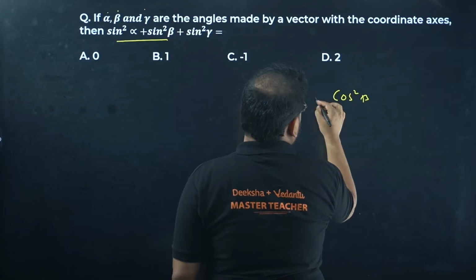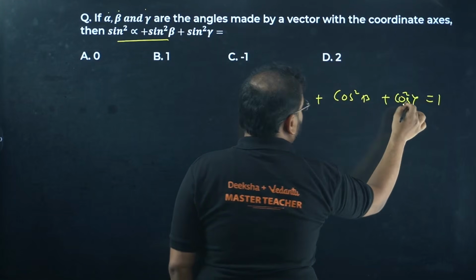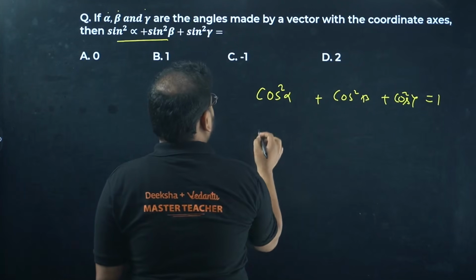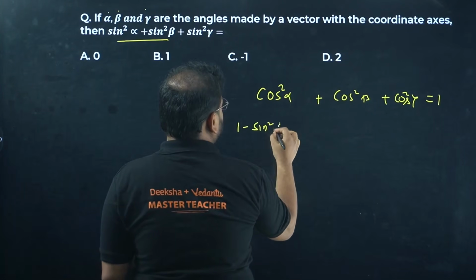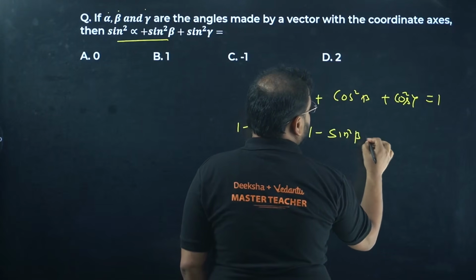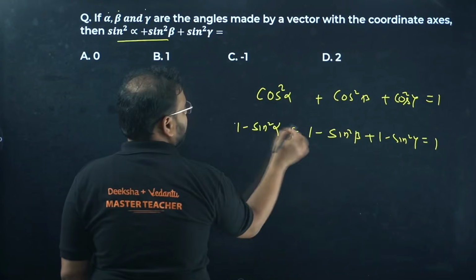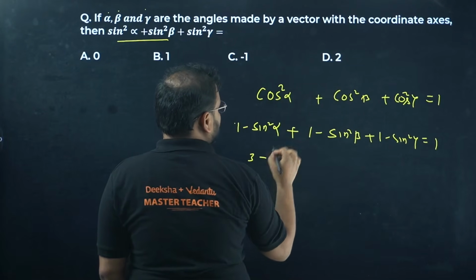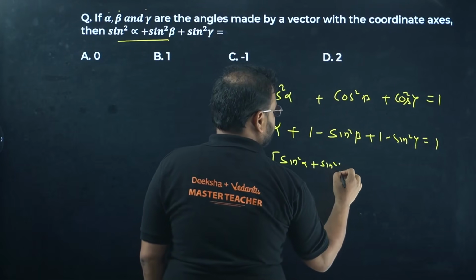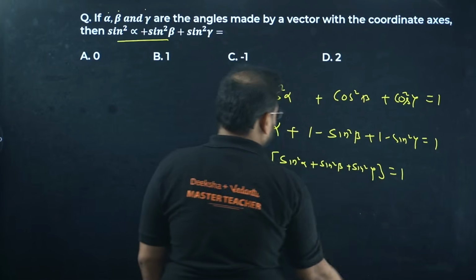Actually, I can write the square directly, and cos square gamma. This value is 1. You know that relation we just wrote in the first slide itself. How do you write cos square alpha? It is 1 minus sin square alpha. That's it. Similarly 1 minus sin square beta and 1 minus sin square gamma is 1. Check here, 1 plus 1 plus 1 is 3. Take the minus sign common. You get here sin square alpha plus sin square beta plus sin square gamma as 1.